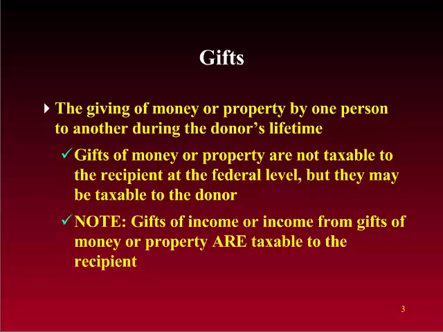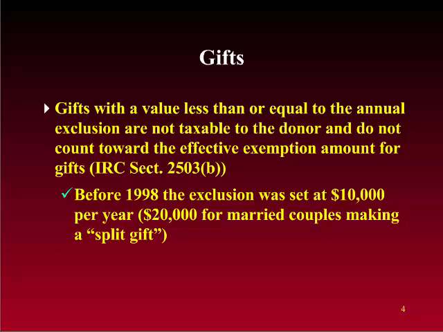A gift is the giving of money or property by one person to another during the donor's lifetime. So a gift is something that you do during your lifetime. Gifts of money or property are not taxable to the recipient ever, but they may be taxable to the donor. Gifts of income, or income from gifts of money or property, are taxable to the recipient. So you want to be careful about giving income or the right to income, because that will be taxable to the recipient. Gifts with a value less than or equal to the annual exclusion are not taxable to the donor and do not count toward the effective exemption amount for gifts.